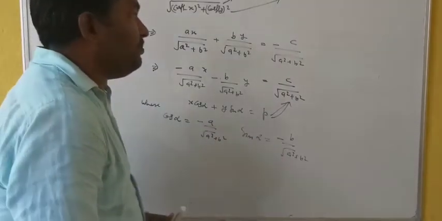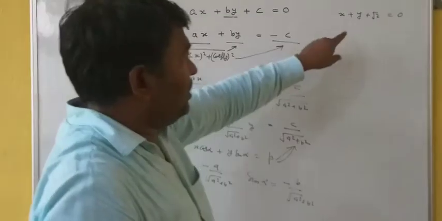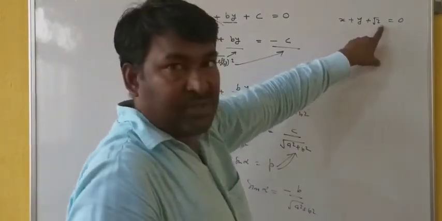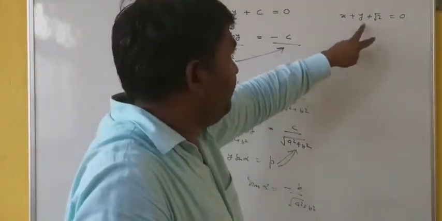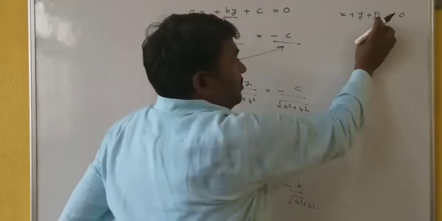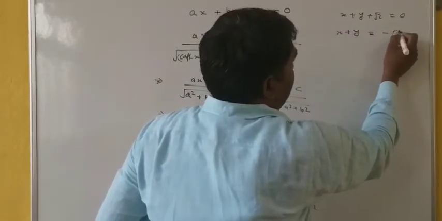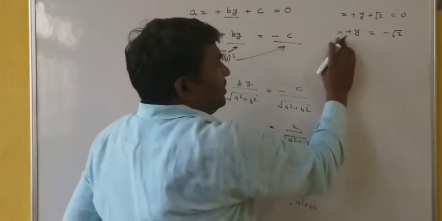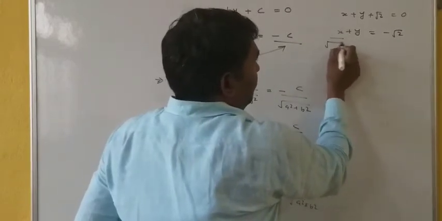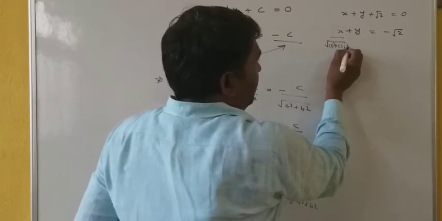By taking an example, suppose you are given the equation x plus y plus root 2 is equal to 0, and you have to convert it into normal form. Just see, first of all the constant term should be on the right side, so x plus y is equal to minus root 2. Thereafter, divide each term by root of 1 square plus 1 square.